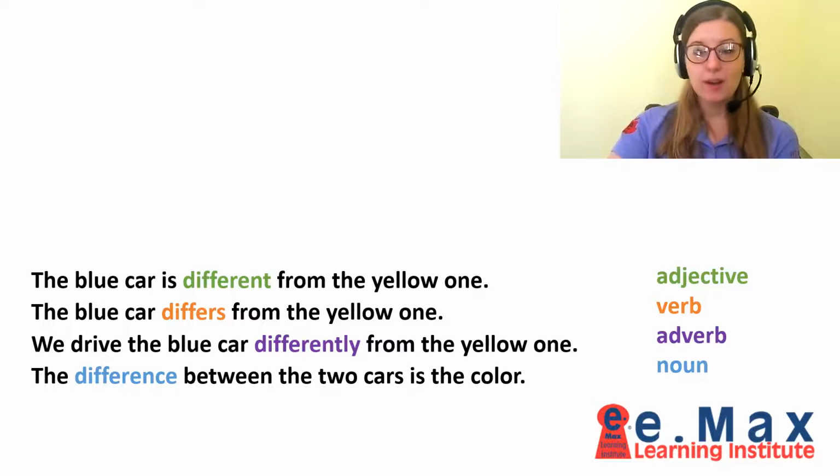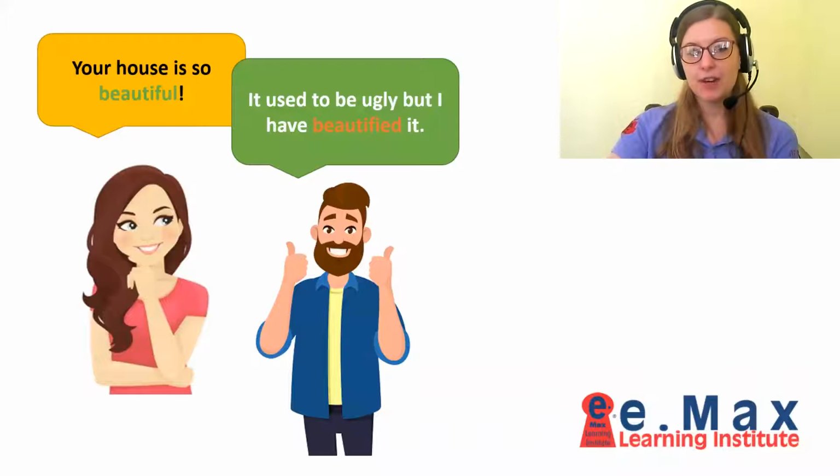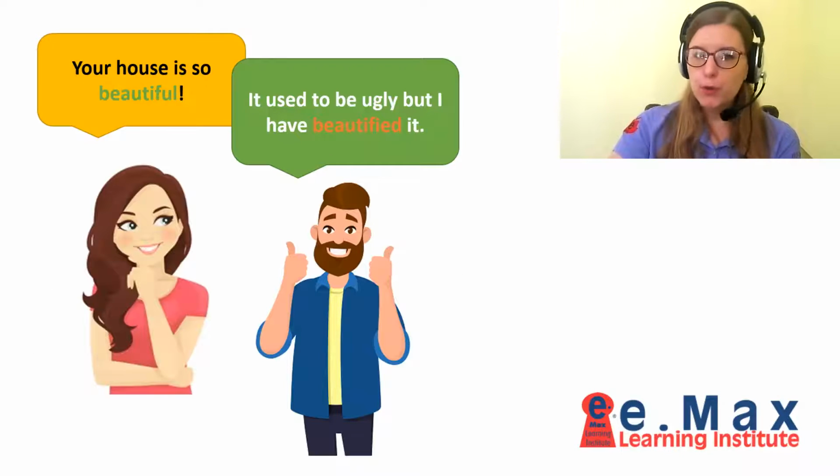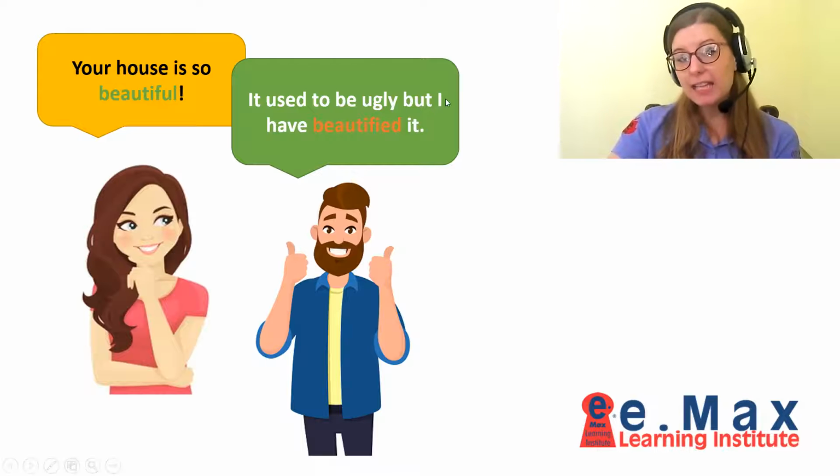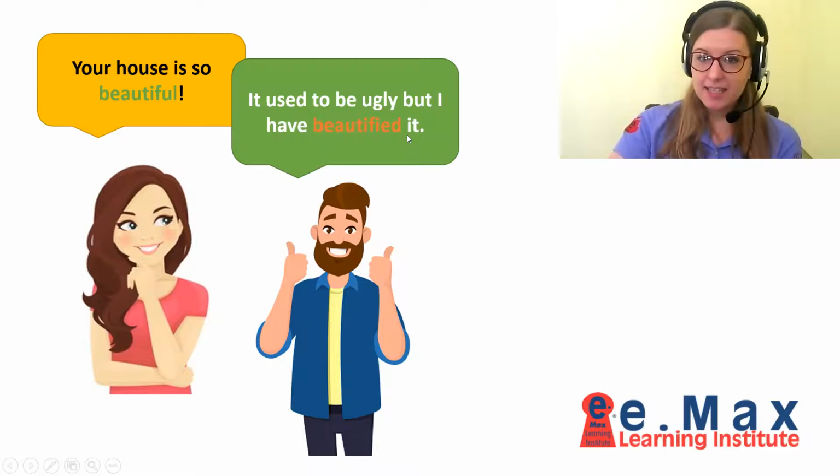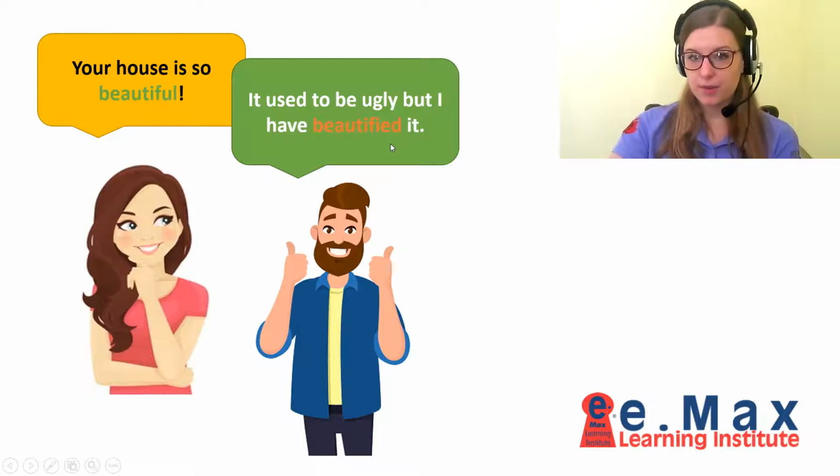That's what we are going to talk about today. Let's see more. Your house is so beautiful. It used to be ugly, but I have beautified it. You see, here it is an adjective, here it is a verb. Now, let's start with verbs then.